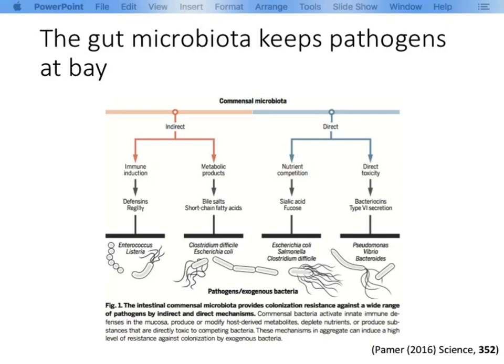Other examples, competing for nutrients. Some bacteria produce what we call bacteriocins, which are essentially proteins that have antibiotic-like qualities. So some bacteria use these bacteriocins to attack other bacteria. Some might actually activate the immune response or help to regulate the immune response as a way to keep pathogens at bay. And the last point that's not brought up here is what we would call colonization inhibition.